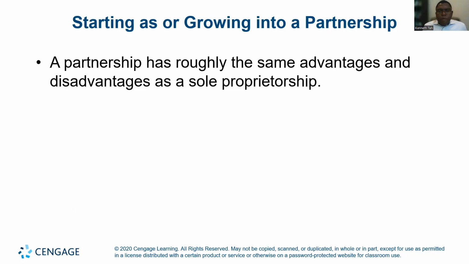All right, the next form of business organization is a partnership. A partnership is two or more persons or entities that get together to form an unincorporated business for profit. So two or more persons or two or more entities coming together to form an unincorporated business for profit.